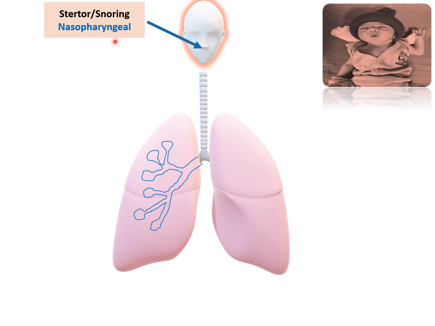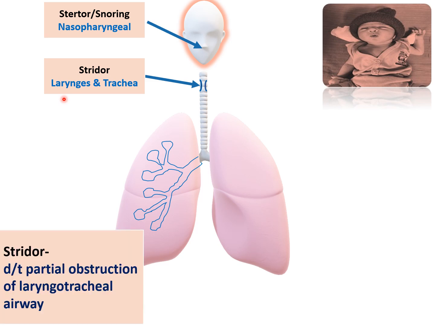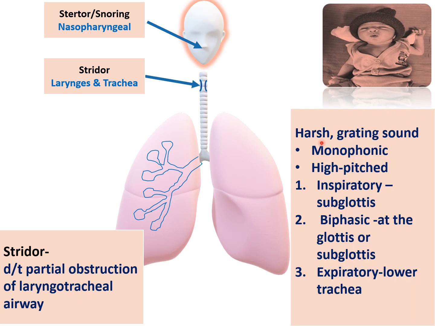Now after starter, the second sound I'm going to describe is stridor. It is at the level of obstruction at the level of larynx and trachea. So whenever a patient is having laryngitis, laryngomalacia, or any mass at the level of larynx or trachea which is obstructing this, then the patient can have stridor. Stridor is due to partial obstruction of the laryngotracheal airway, and it is a harsh, grating sound. It is also a monophonic, high-pitched sound.